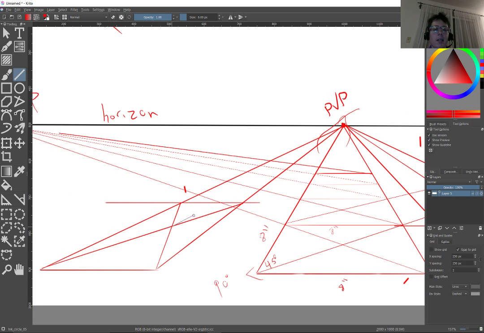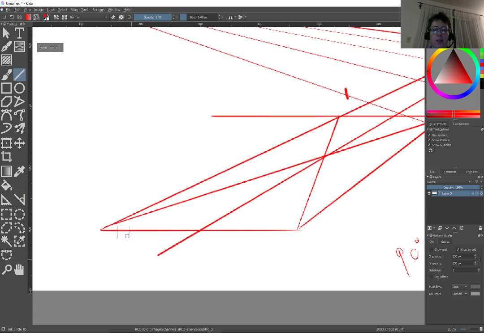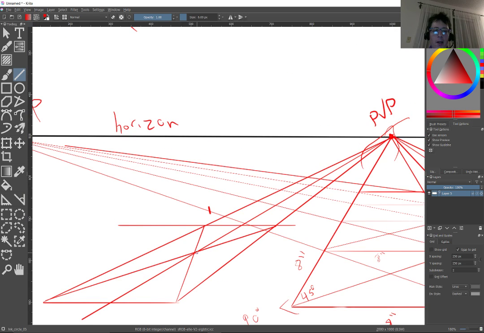I still have the exact center of this, right? So I can still grab this and get something that goes through the exact center. And now I could actually even cut this.